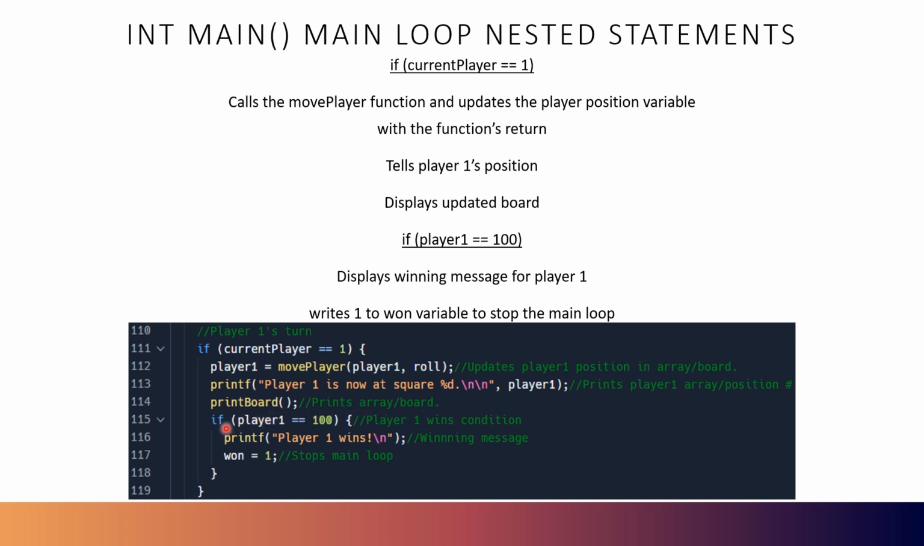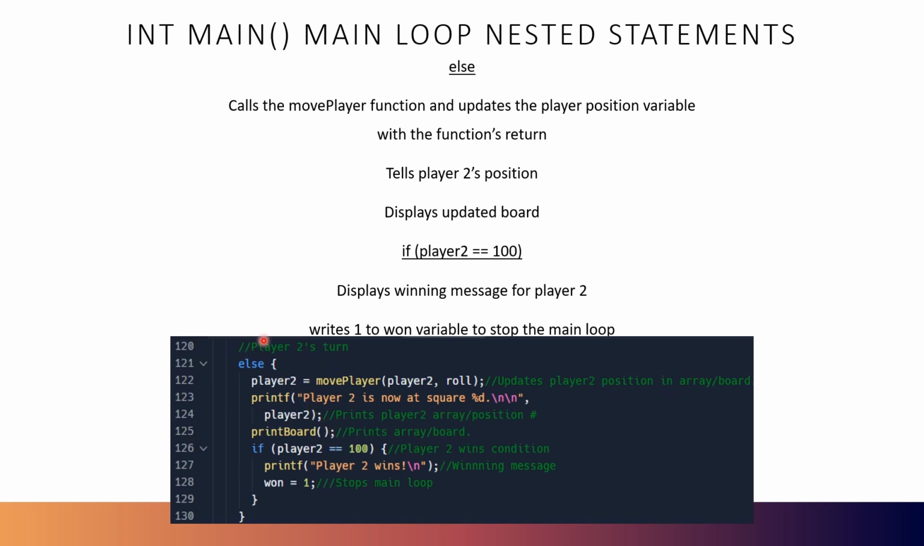After that, we have another if statement with a condition of player 1 equals 100, which is the last tile in the array or the board. If this is true, that means the player has won, so it prints out player 1 wins, and it turns the win variable into a number 1. In this case, this would stop the main loop and end the game.